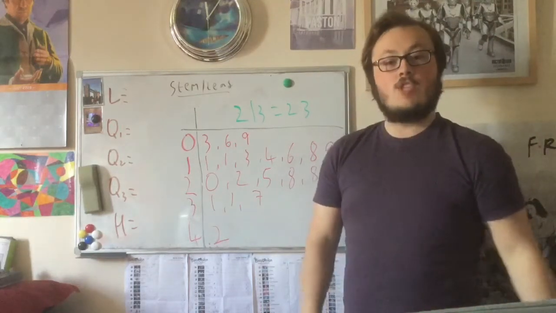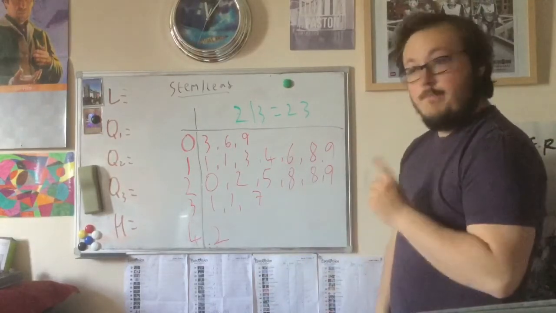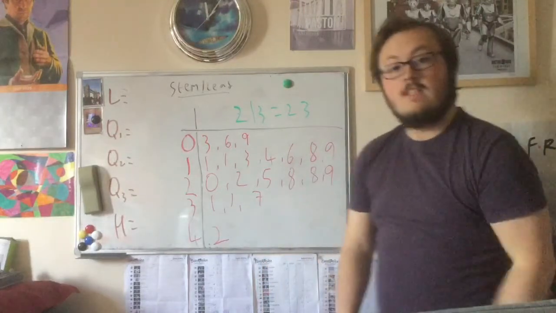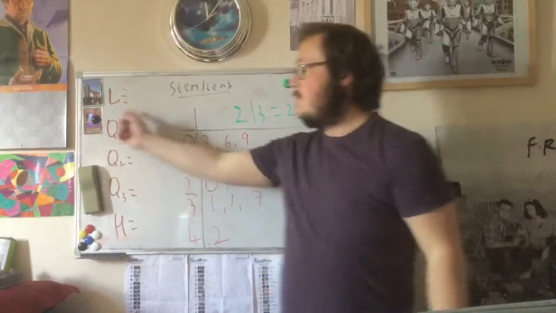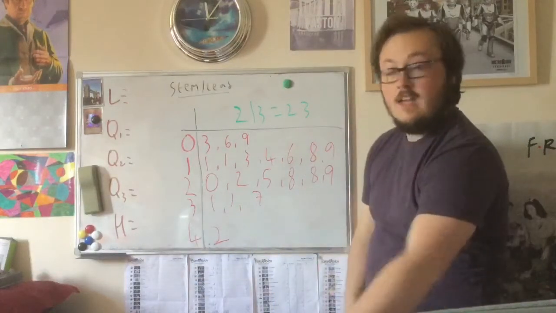Now yesterday I was showing you stem and leaf diagrams and I set you the challenge to create a box plot from this information. Now the first thing we need to make this box plot is we need to know what the lowest value is, the highest value is and what the three quartiles are. So let's get on with it.